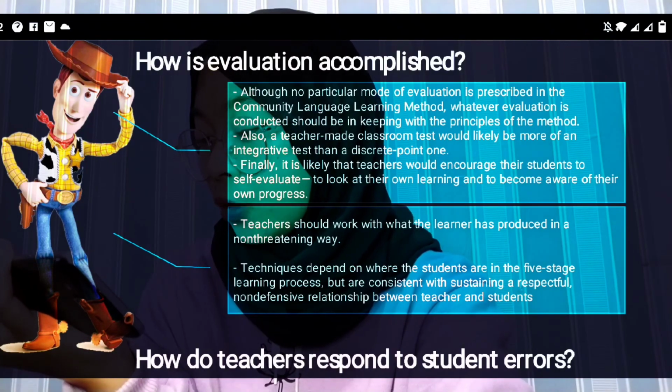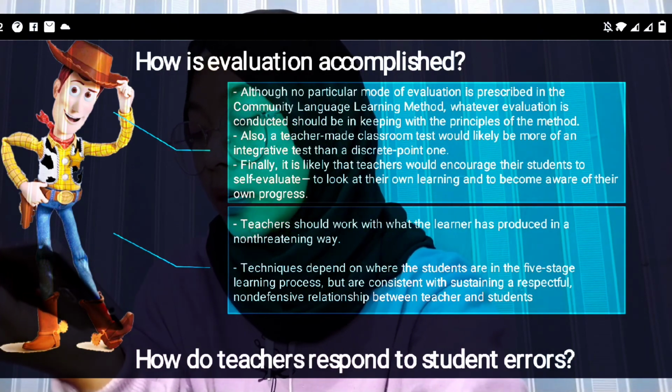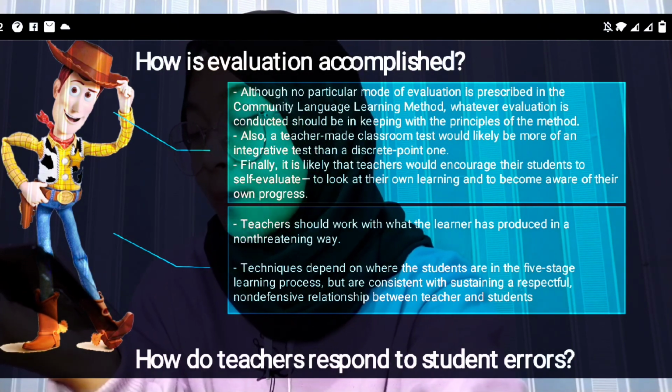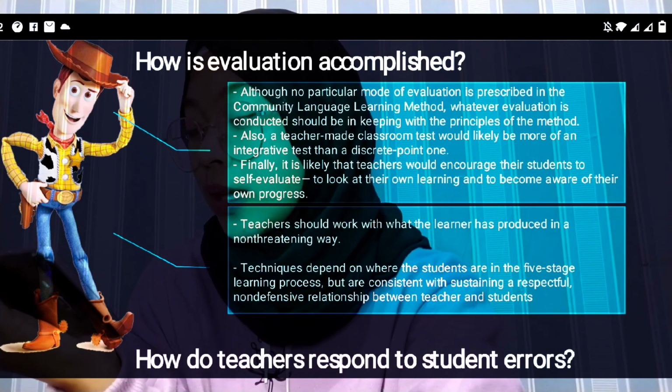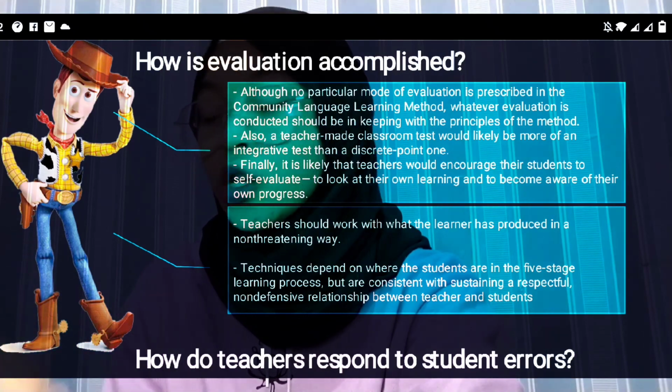And last one, technique depend on where the student are in the 5-stage learning process, but are consistent with sustaining a respectful non-defensive relationship between teacher and student. Jadi intinya, guru dan siswa harus memiliki kedekatan layaknya sahabat, dan guru dapat memberikan nasihat kepada siswa agar terjalin hubungan yang baik dan saling menghormati.